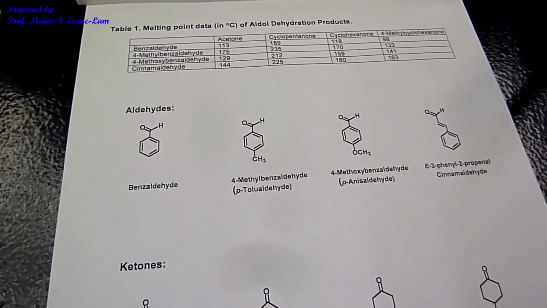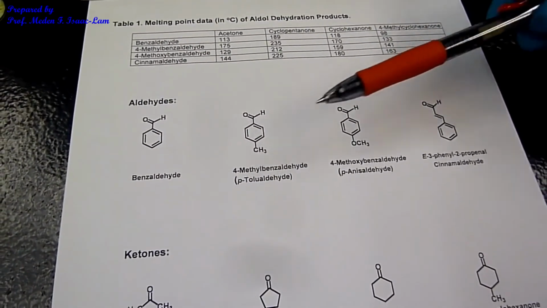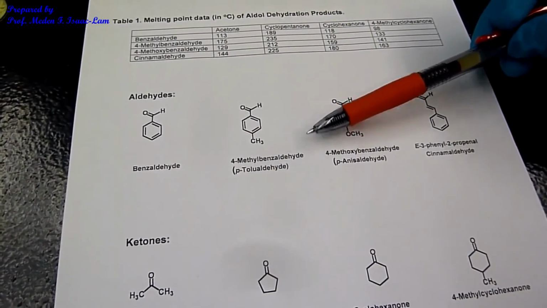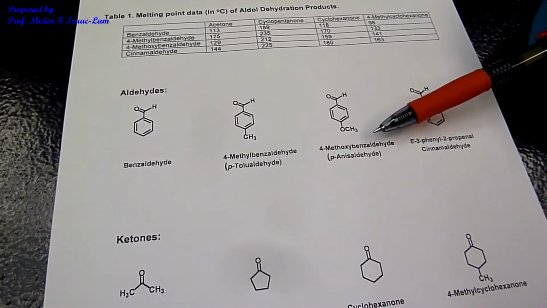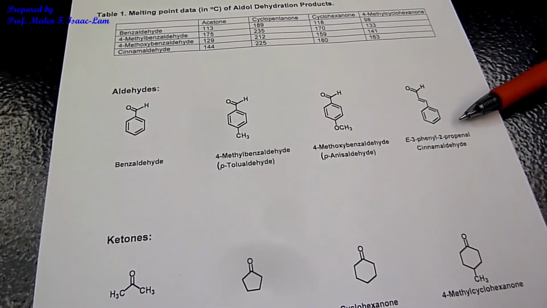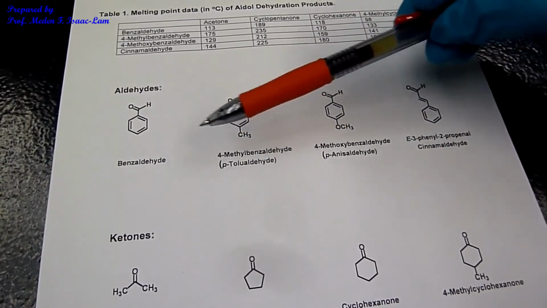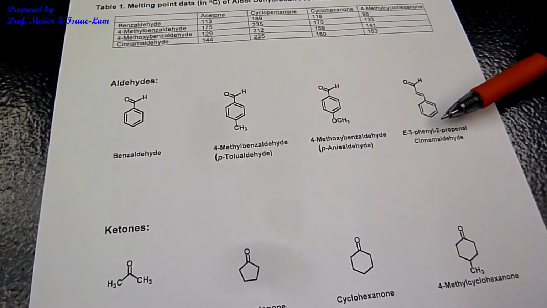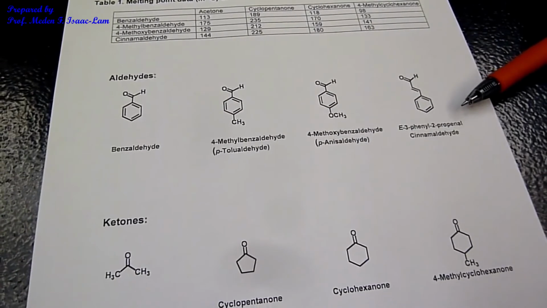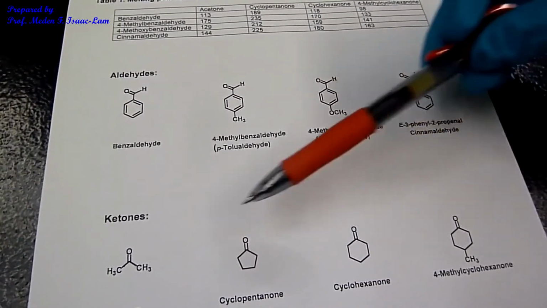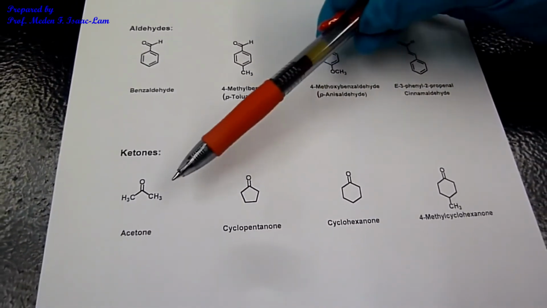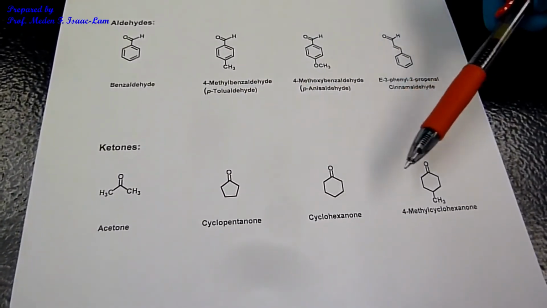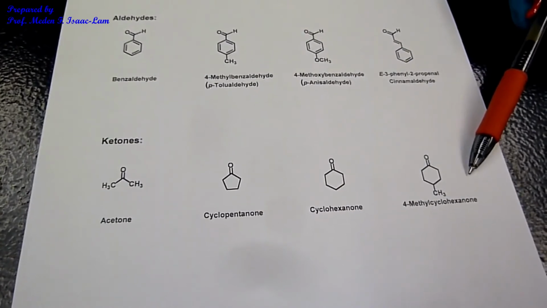So the choices for aldehydes are below. It's going to be either benzaldehyde, 4-methylbenzaldehyde, 4-methoxybenzaldehyde, or cinnamaldehyde. So it's going to be either benzaldehyde or derivatives of benzaldehyde or cinnamaldehyde, which is E-3-phenyl-2-propenal. The choices for ketones are below. It's going to be either acetone, cyclopentanone, cyclohexanone, or 4-methylcyclohexanone.